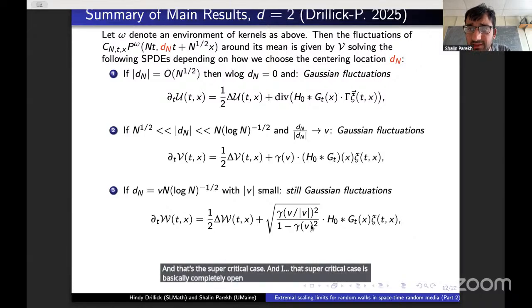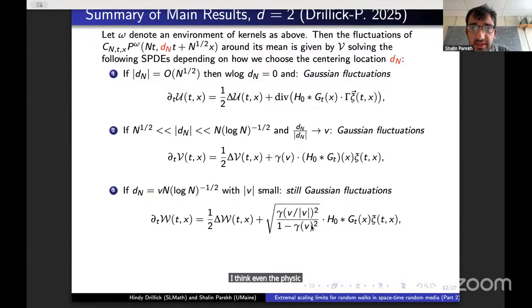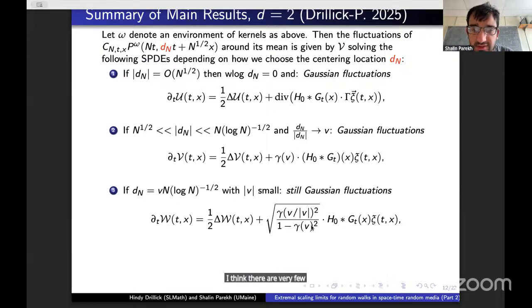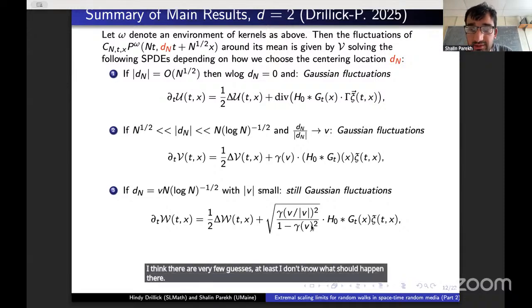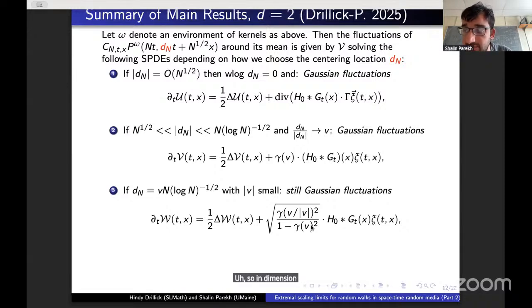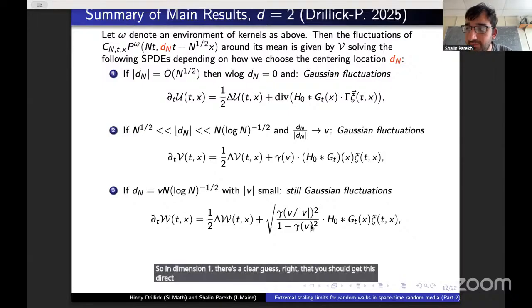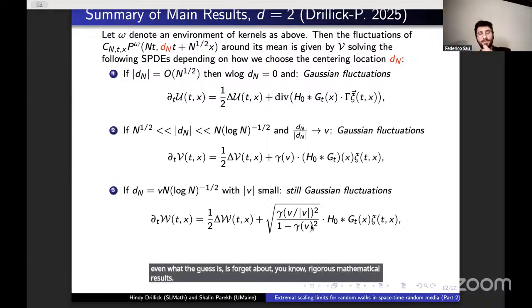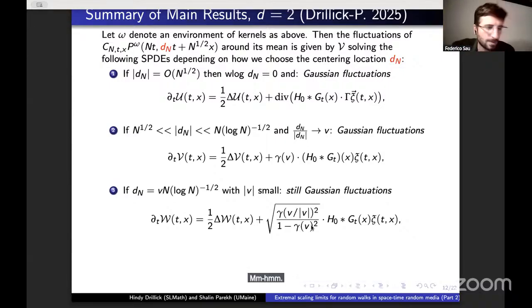I think even the physicists and even people who work on polymers, I think there are very few guesses. At least I don't know what should happen there. So in dimension 1, there's a clear guess, right, that you should get this directed landscape. But in higher dimensions at supercriticality, it's much less clear, even what the guess is. Forget about rigorous mathematical results. Nice, nice.